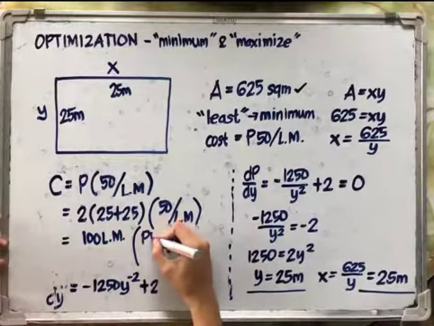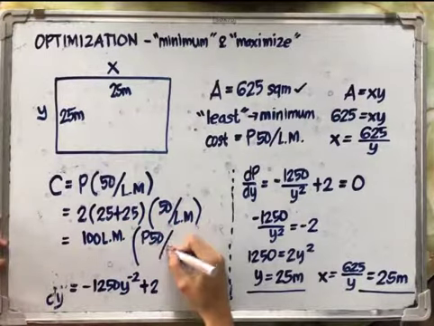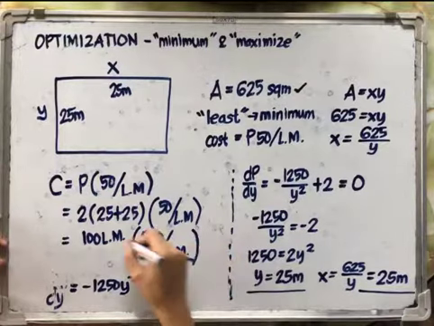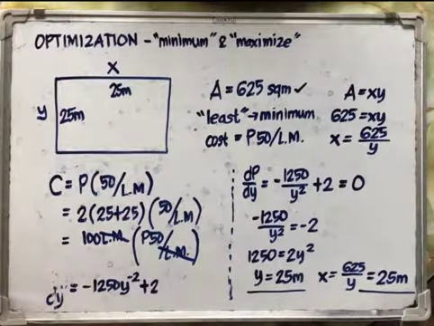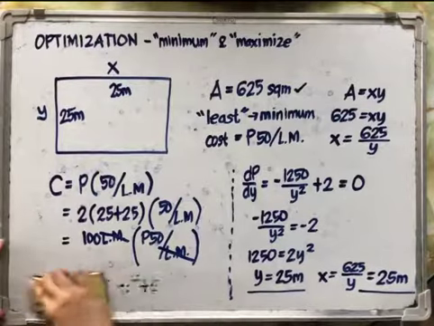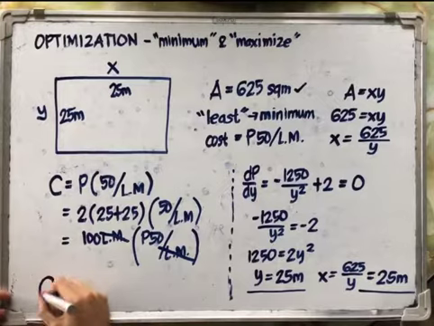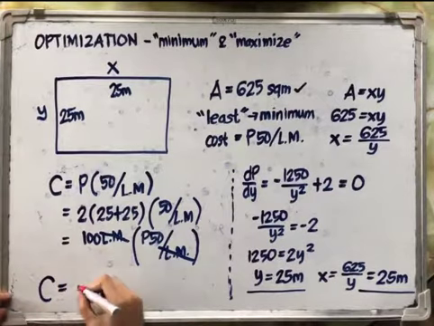This one is 50 pesos. Lagyan ko ng unit dito, ha? 50 pesos per linear meter. Cancel natin yung linear meter. Ngayon, meron tayong cost ng ating fencing. Our total cost now would be 5,000 pesos.